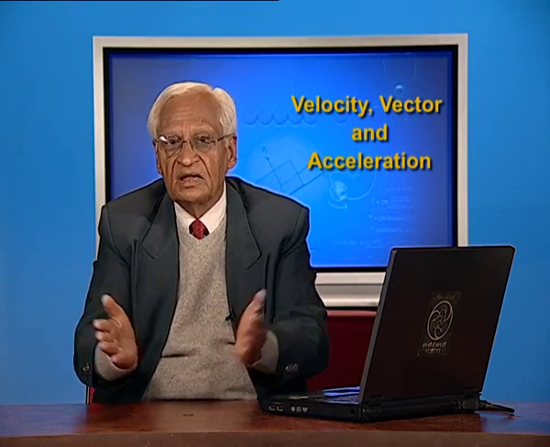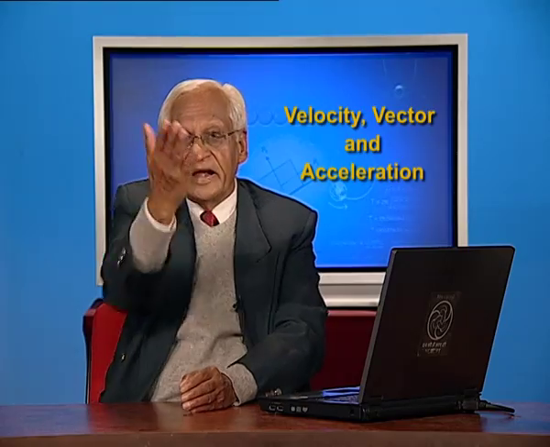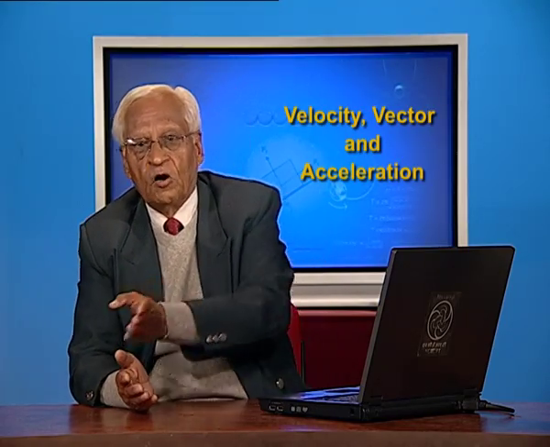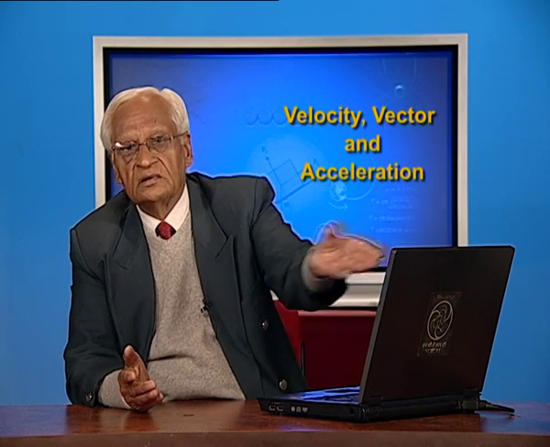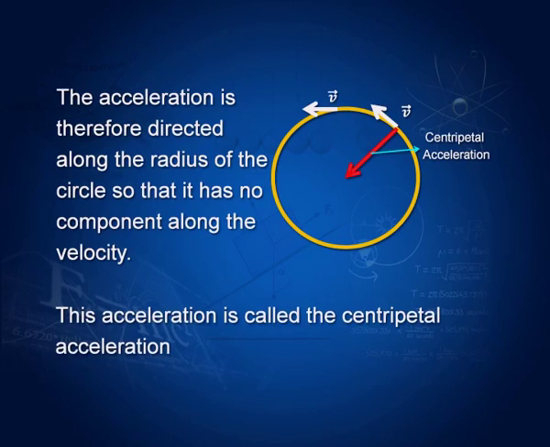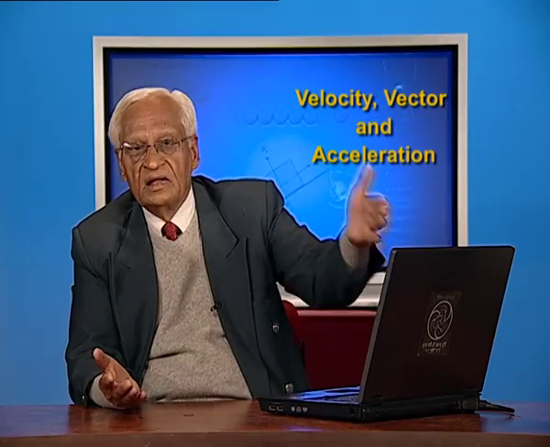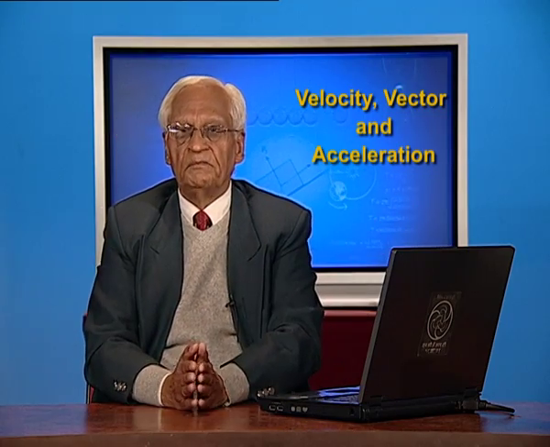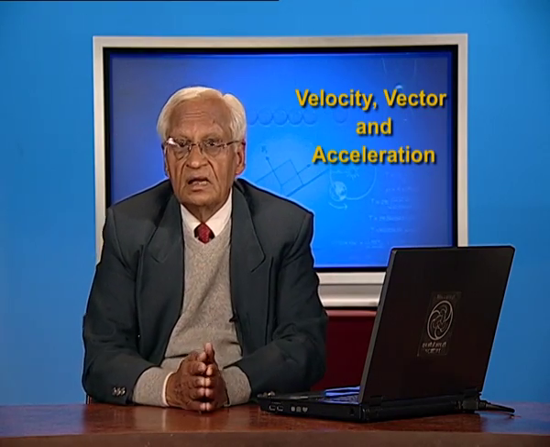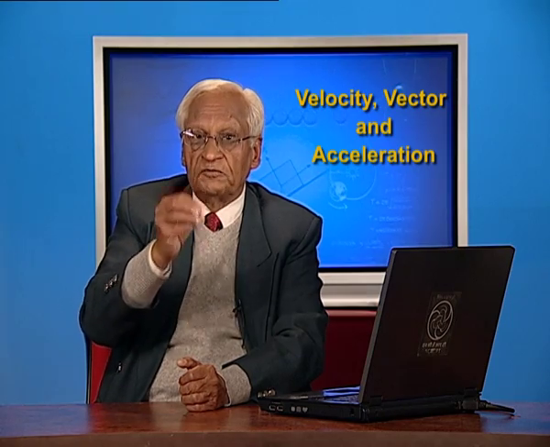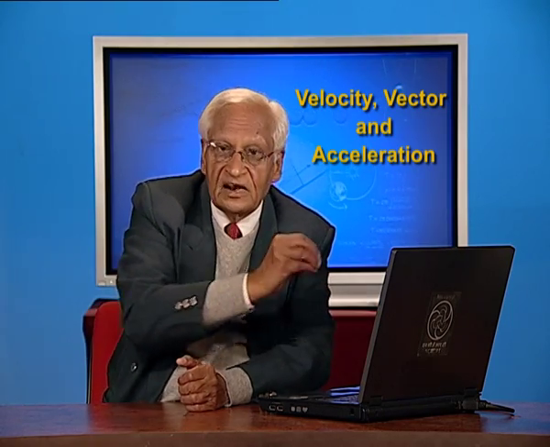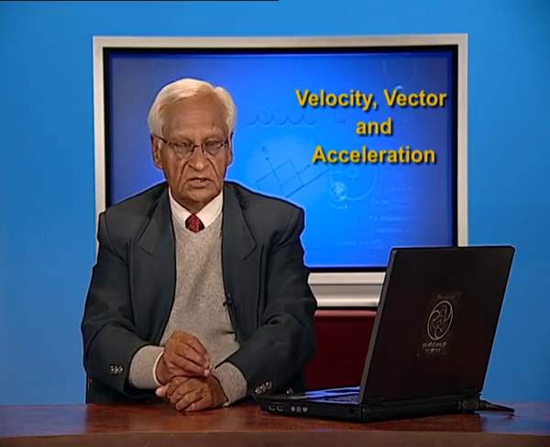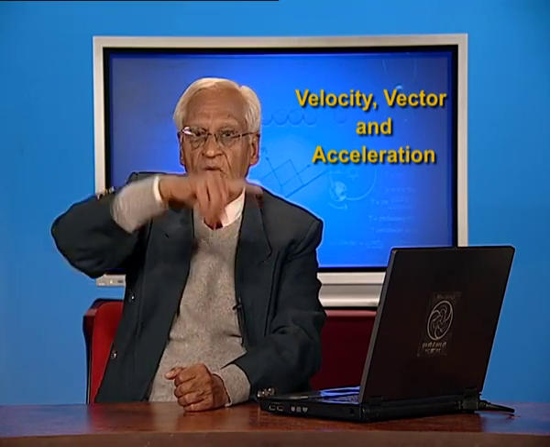And what can this direction be? This direction can be radial. Radial acceleration has no component along v at any point on the circle, and therefore this acceleration, called centripetal acceleration, is along the radius of the circular path, and the velocity at each point of this circular path has the same magnitude. It is not a motion which is under no force; the force is acting, that is why there is acceleration, but the magnitude of velocity is not changing, that is a uniform circular motion.